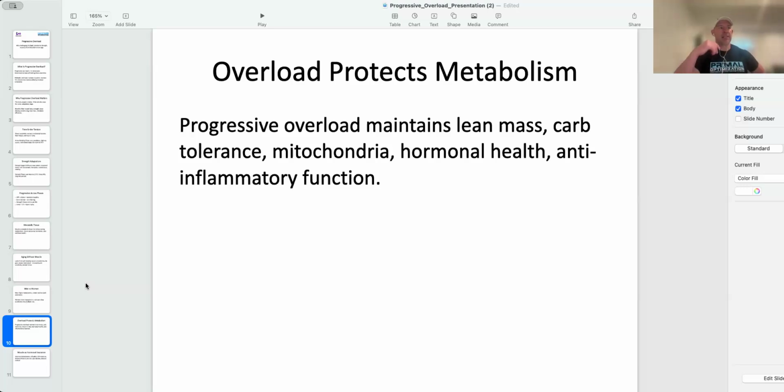So progressive overload maintains lean mass, and carb tolerance as well because your insulin is better. So with you putting on lean tissue and your metabolic process going up, you have a little bit more flexibility with how you respond to carbs because your insulin response is better. Okay. There's going to be a mitochondria impact, mitochondria health, okay, hormonal health, anti-inflammatory function.